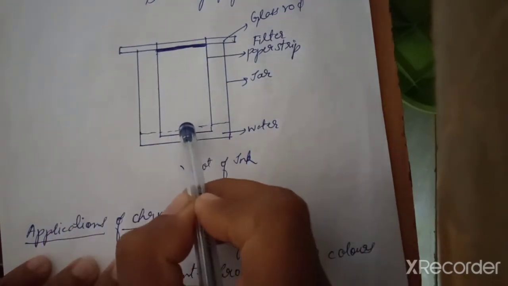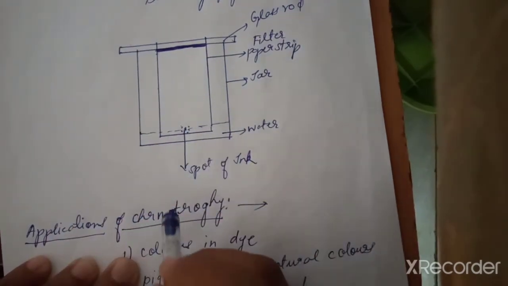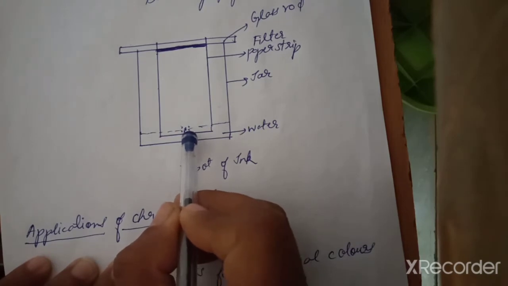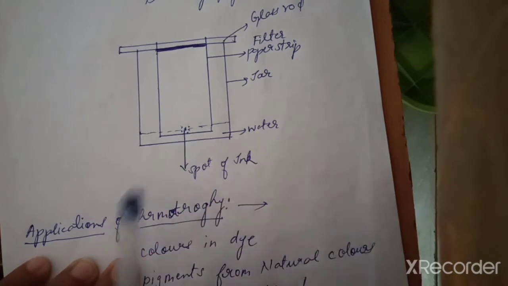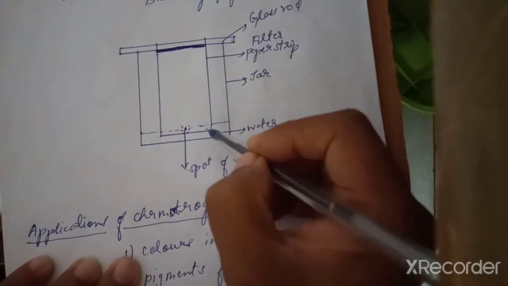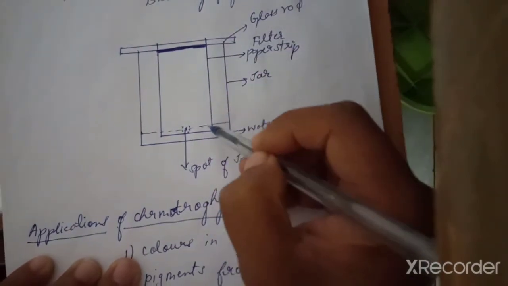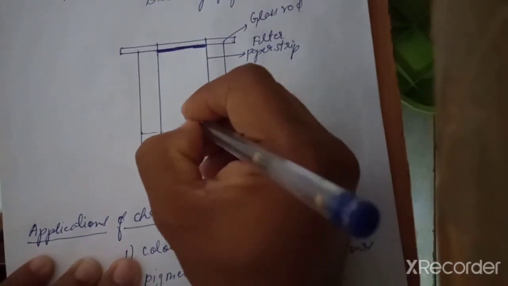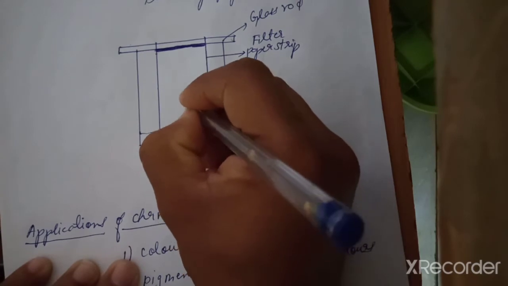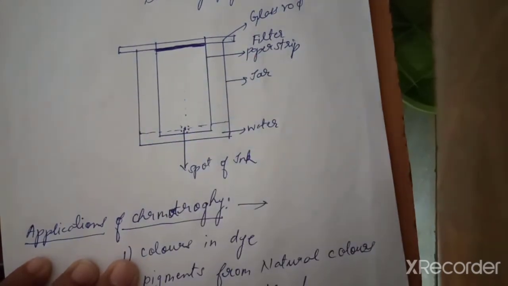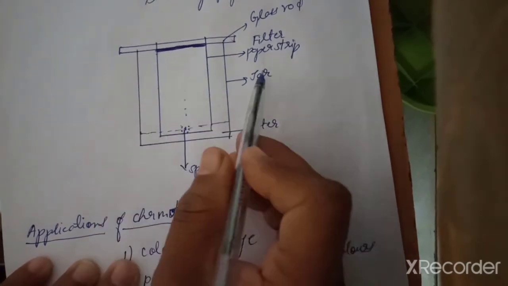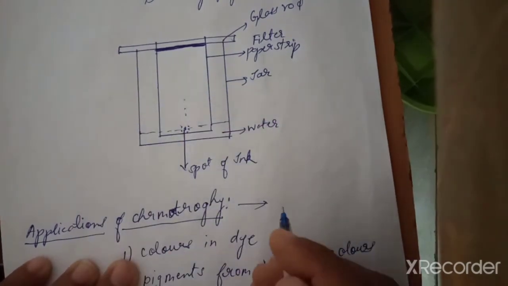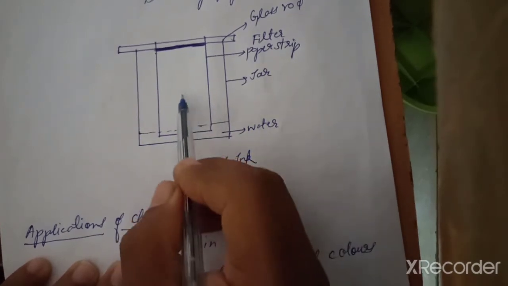Since the ink is made up of various components, or the number of dyes we are using in the ink, the component which has the highest solubility will start moving up first. As the water layer comes up, the different types of dye get separated, and you will get different dots. When you complete the process, take out the filter paper, and when we dry it, you will see these dots.